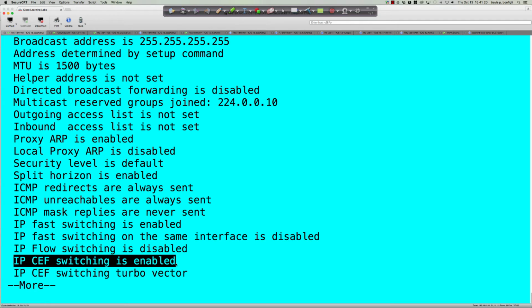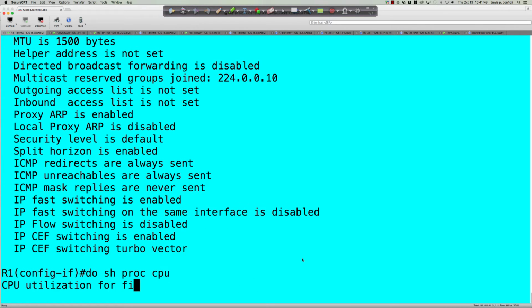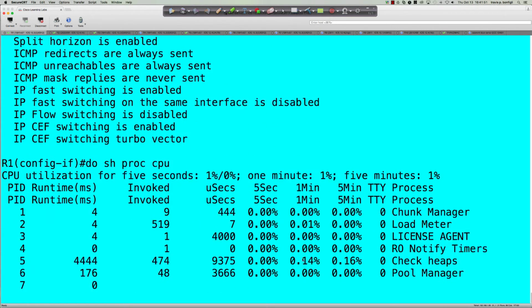And a quick note on this, unless Cisco tells you in some sort of a corner case scenario that you need to turn CEF switching off, like you're debugging IP packet or you're troubleshooting something that's going on, unless they tell you to turn CEF switching off, do not turn CEF switching off. Always leave it on. So we take a look at this here, we see that CEF switching is enabled. If I were to say do show proc cpu, at least I think that's the command, and there we go.